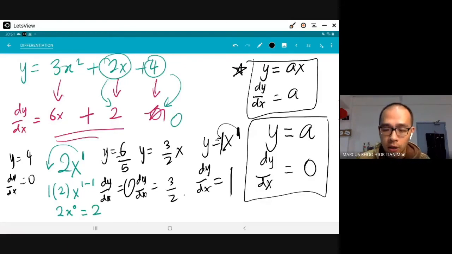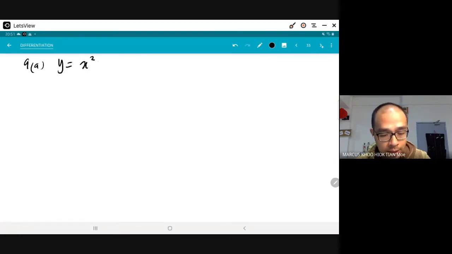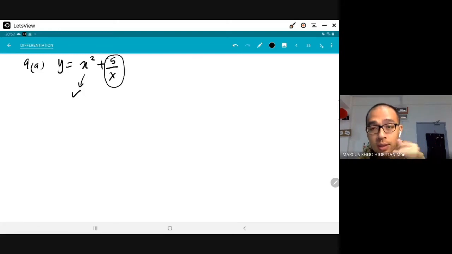Another one, turn to page 3. I just want to highlight this to you. If you take a look at question number 9a, y equals x squared plus 5 over x. This is the equation they give. This one can work, no problem to differentiate. The 5 over x, you need to differentiate separately. But before you differentiate, you need to bring the power up. So you get 5x to the power of minus 1. Then you differentiate. I just want you to take note of this.